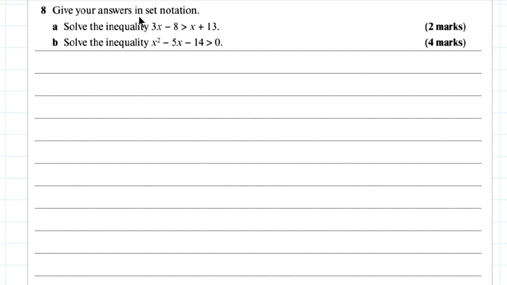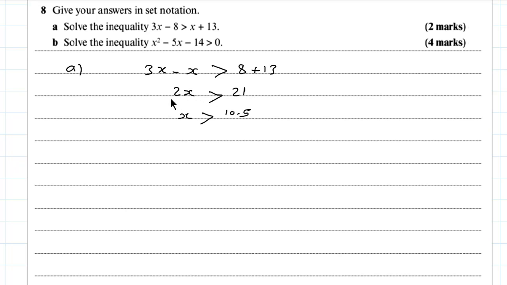8. Give your answers in set notation. A. Solve an inequality. Okay, for item A, it's a linear inequality. We can collect x together and the numbers together. 3x minus x is more than positive 8 plus 13, right? To get here, 2x is more than 8 plus 13, which is 21. By dividing by 2, x should be more than 10.5, right?